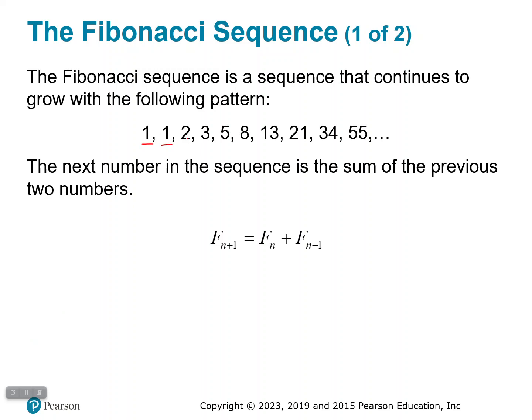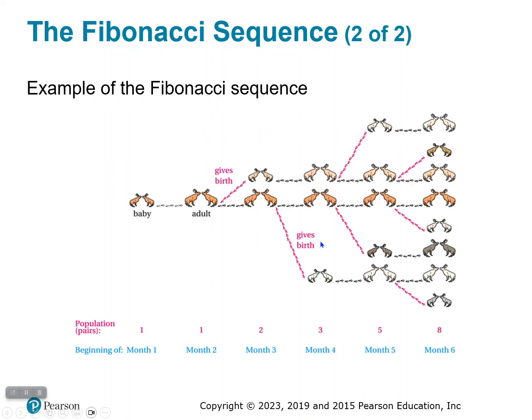We start with 1 and 1. 1 plus 1 is 2. 1 plus 2 is 3. 2 plus 3 is 5. 3 plus 5 is 8. 5 plus 8 is 13. 8 plus 13 is 21. You start with 1 and 1. You add the two numbers to get the next. Add the last two to get the next, and so on. We say that the next Fibonacci number is the current Fibonacci plus the one behind it.